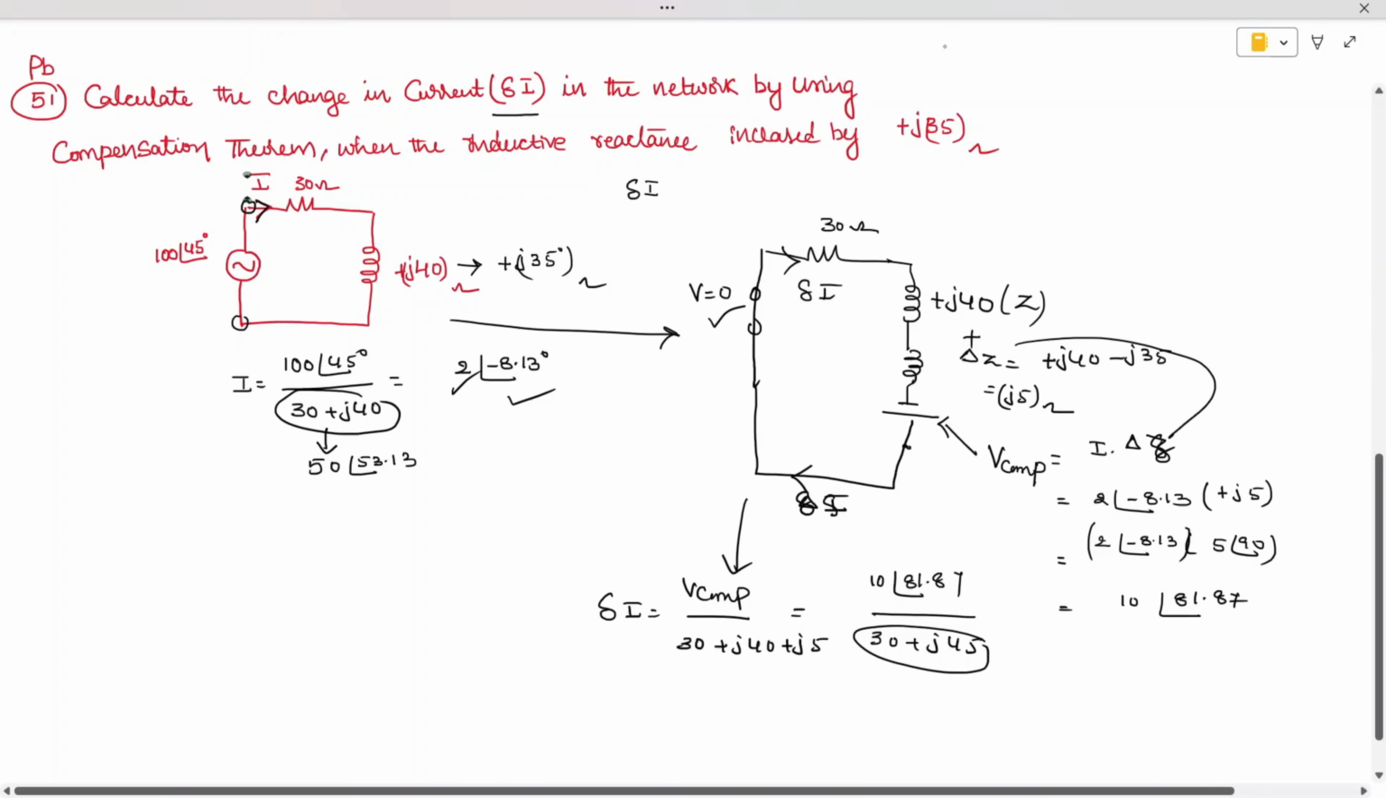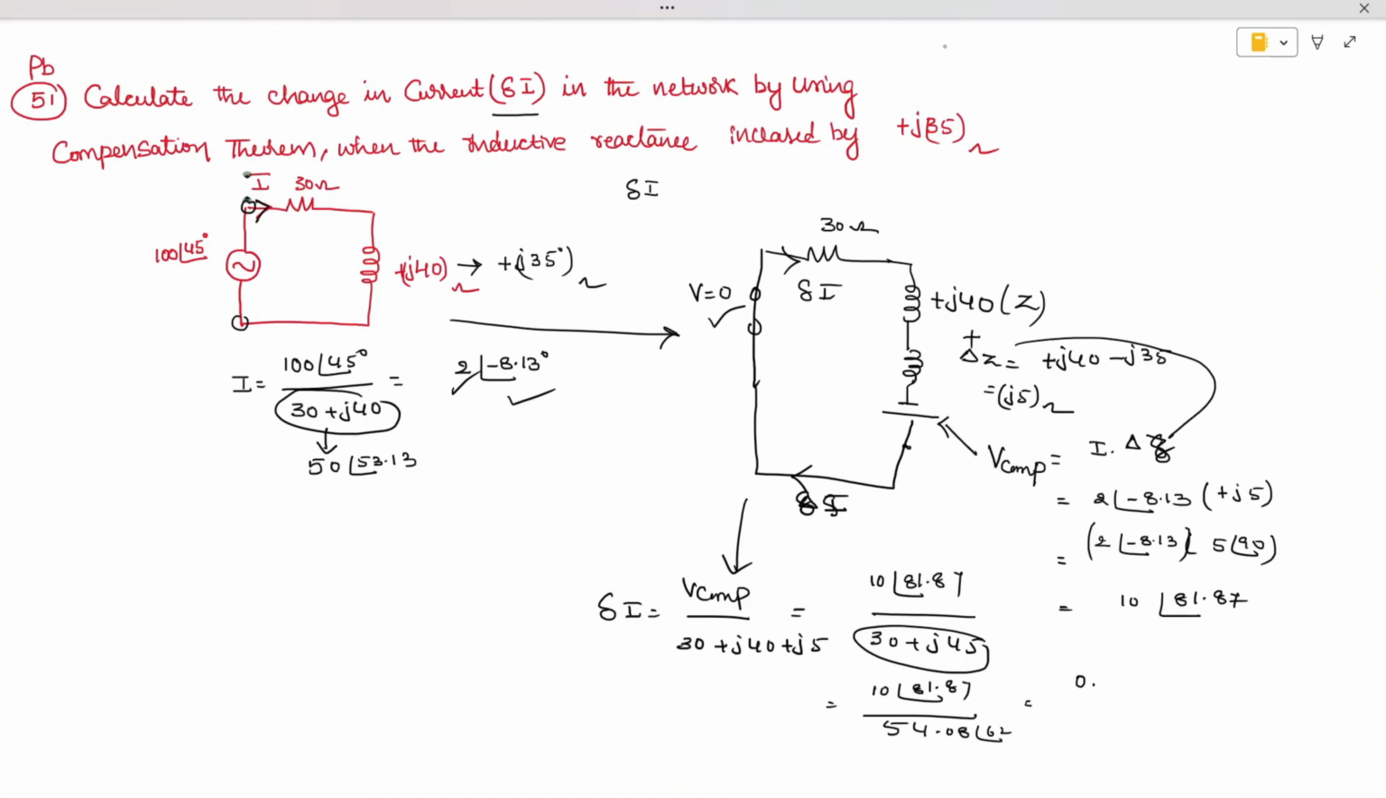Convert this A plus JB into polar form. Then it is 10 at an angle of 81.87 divided by 54.08 at an angle of 56.3. When you work it out, you are going to get 0.184 at an angle of 25.57. This is the change in current when the impedance is changed from J40 to J45, and that's how we find the change in current delta I using the compensation theorem.